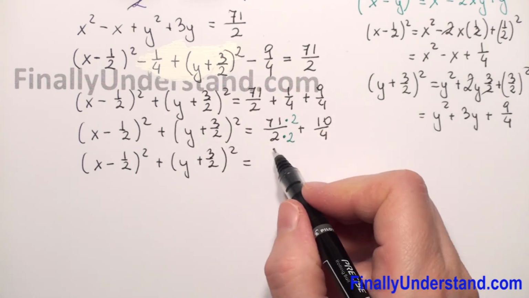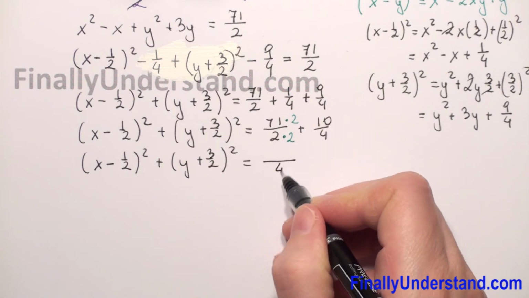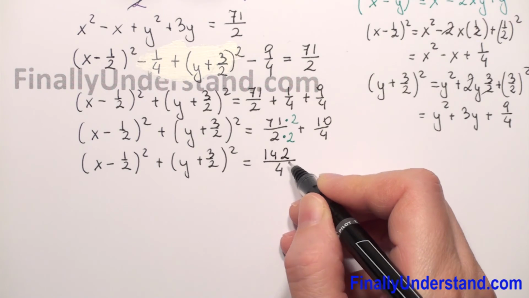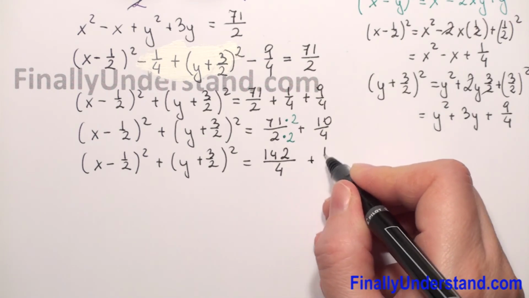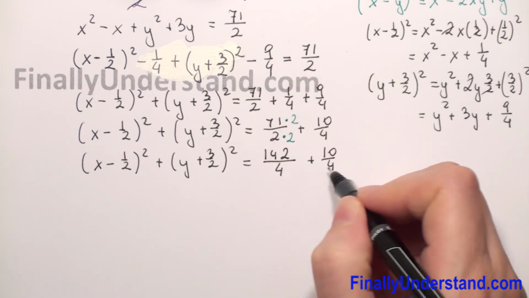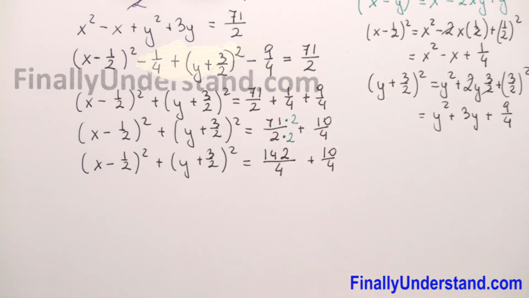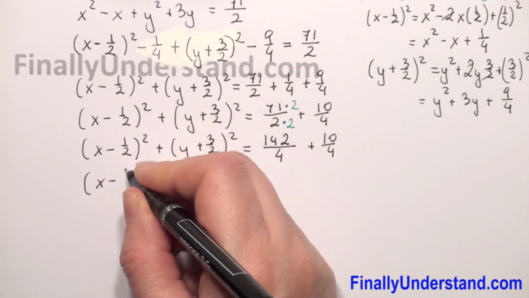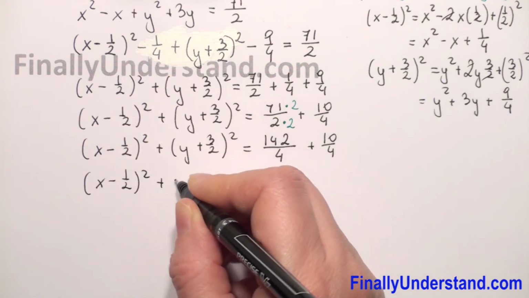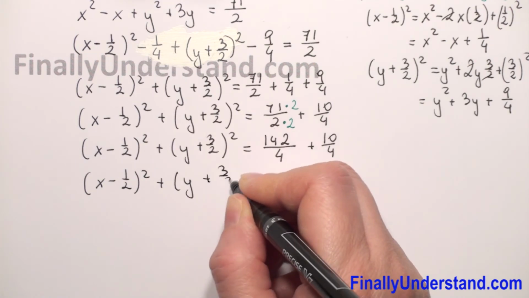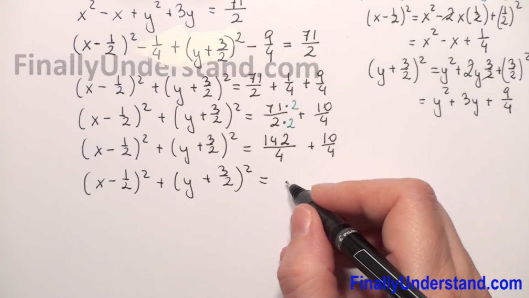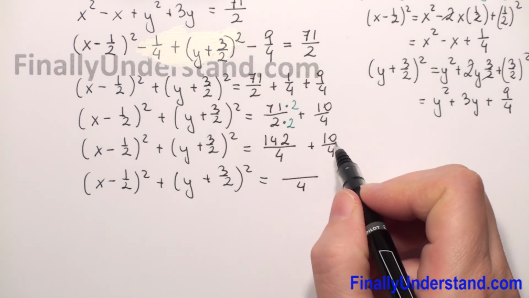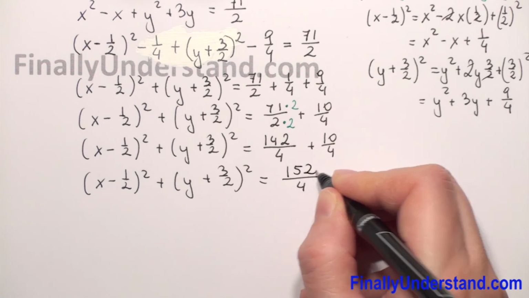This is equal. We have 2 times 2 is 4, 2 times 71 is 142, and we have plus 10 over 4. Now we have the same denominators, so we can add these two fractions. So let me copy left side. We have x minus 1 over 2 to second power plus y plus 3 over 2 to second power. This is equal. Denominator is 4, we copy, and we have 142 plus 10 is 152.